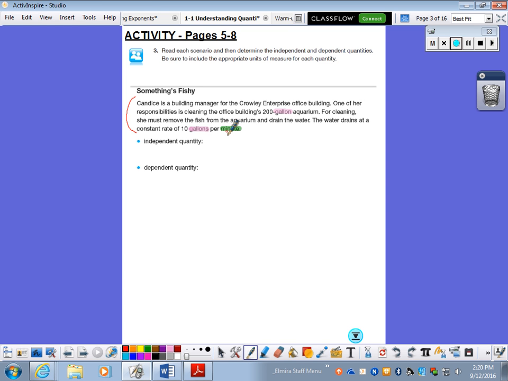So the minutes, time, is my independent quantity with a unit being minutes. That means the other unit that was in here, which is gallons, and that's volume in gallons. And that's what I was really looking for. And actually I wrote awfully big for this because we're going to be pasting. We have some graphs that we're going to match up with the situation, and they're going to go there. Okay, so let's do another one.